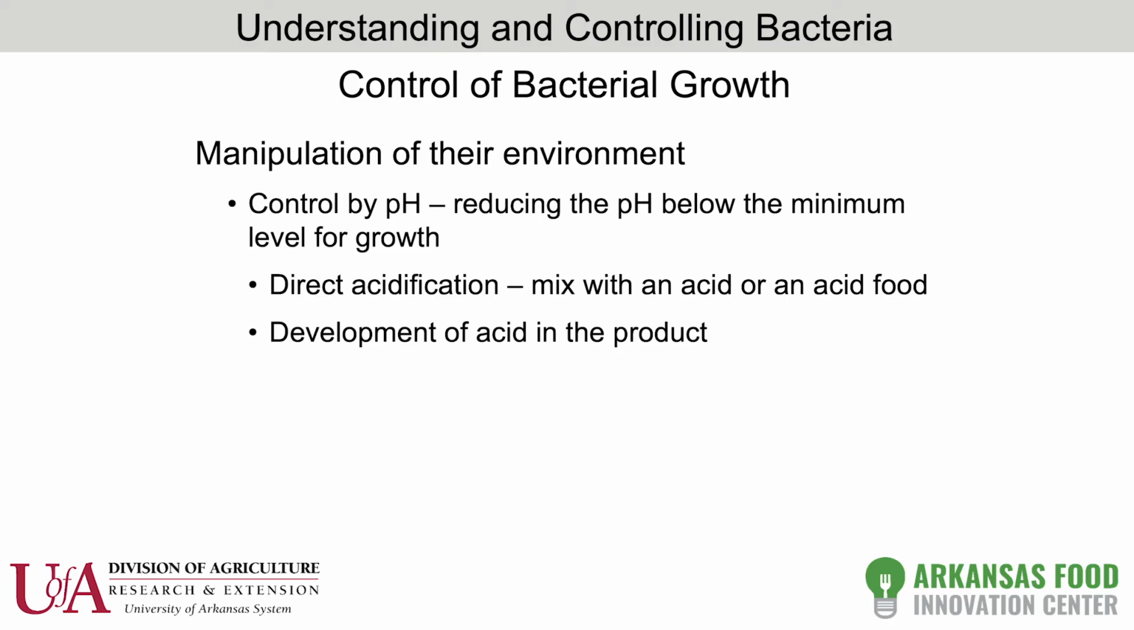This adjustment may be achieved by adding an acid, such as vinegar, to the food, a procedure common in many pickling processes. Acidity also may be adjusted by causing acid to be produced in the food. This is what happens in many fermentation processes, such as when cabbage is made into sauerkraut.